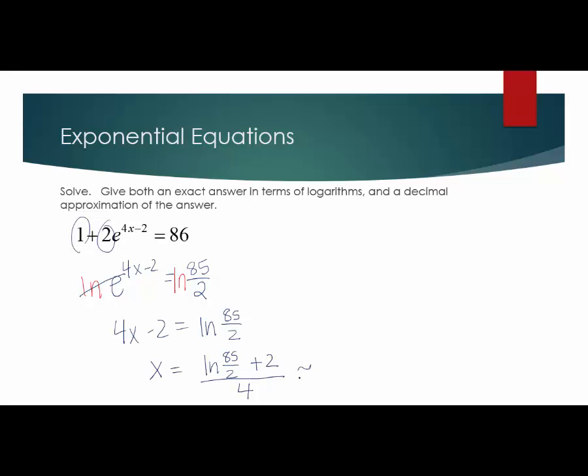Here's my exact answer, and I can also get a decimal approximation. That's 1.437 or so.